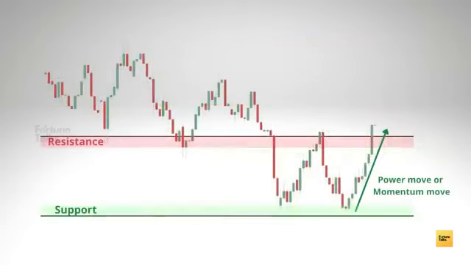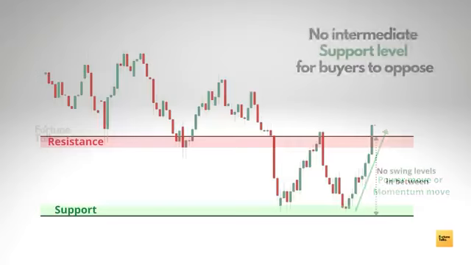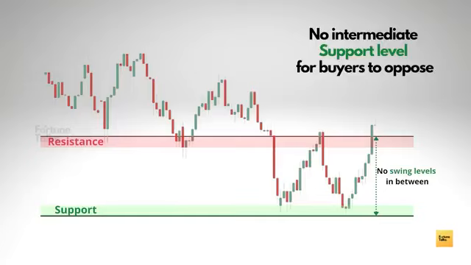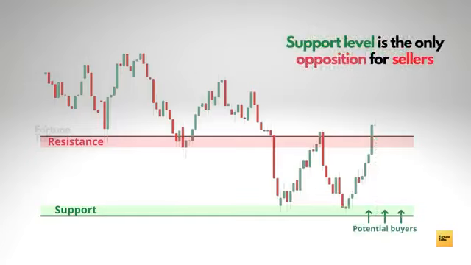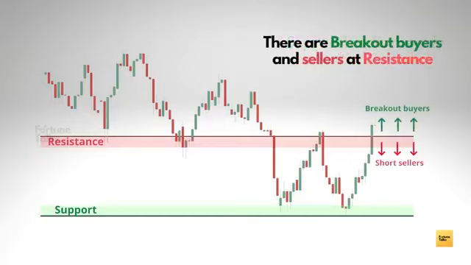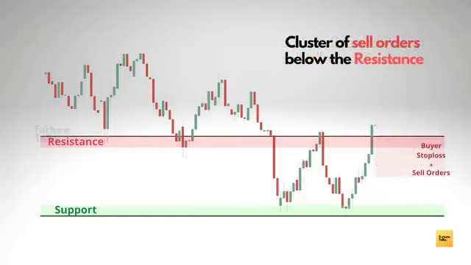In this case, let's talk about a resistance level. It means that there are no intermediate swing levels to support these higher prices, or no obvious levels for the buyers to come in and oppose the sellers if they sell at the resistance. Now the only possible area for buying is the previous support level, and so there will be a lot of sellers waiting at the resistance to sell, and also a lot of buyers who look to buy the breakout, who would place their stop losses below the resistance.